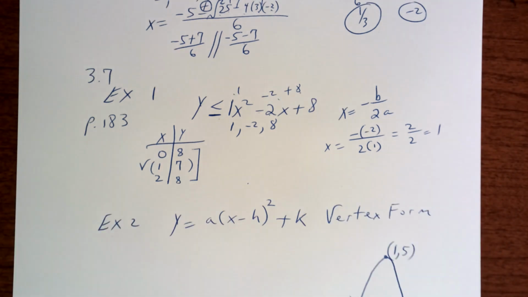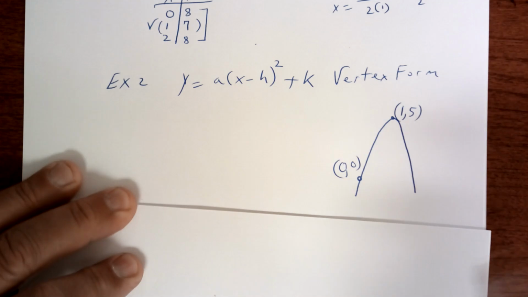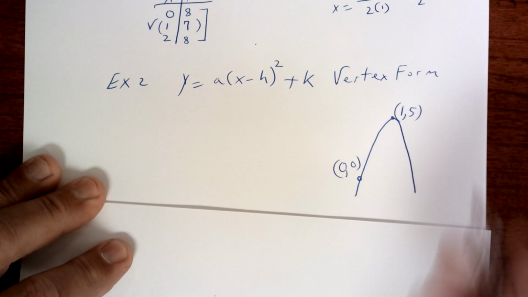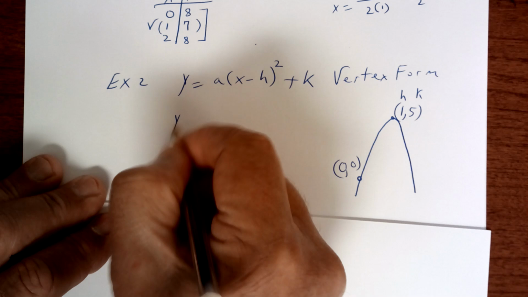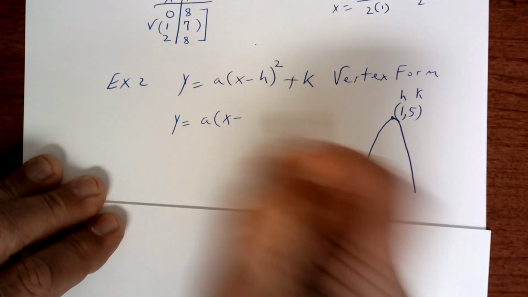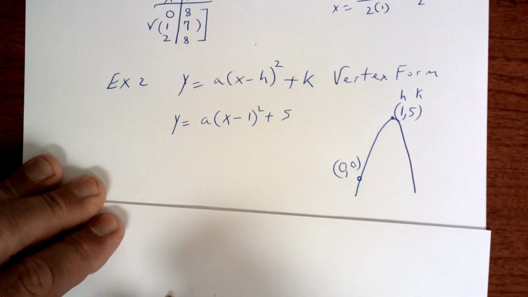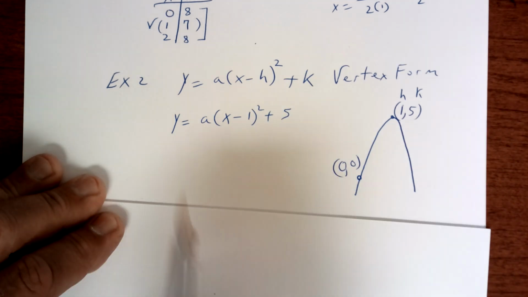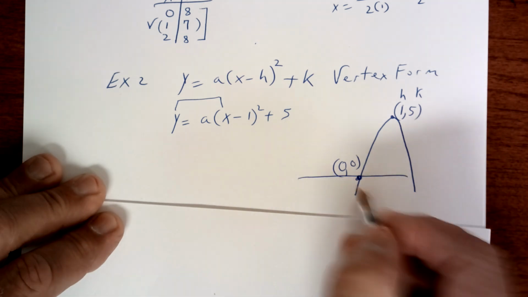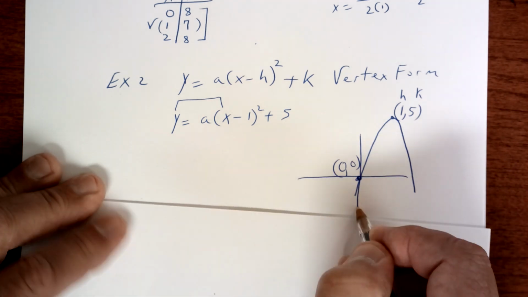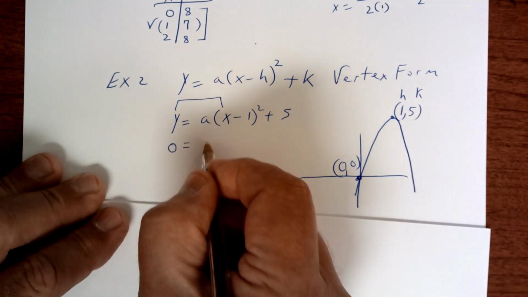Okay? This one right here says write it in vertex form. So you got to look at the graph. The vertex is right here, and that's HK. It's a max. So it's going to be y equals a times x minus h, which is a 1, plus k, which is a 5. Now we need to find a, so we need another point here. We need an x and a y. So it crosses the x-axis at 0, 0. So we're going to plug in 0, 0. When you plug in 0, you get this.